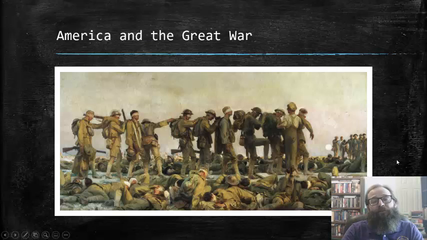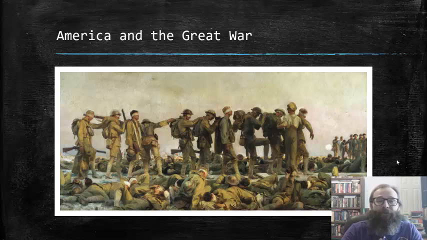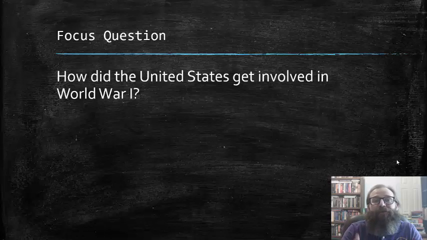Welcome back, gang. This is part 2 of your lecture series for Chapter 19 in your textbook, Give Me Liberty by Dr. Eric Foner. This section is entitled America and the Great War. The focus question for this section is, how did the United States get involved in World War I?